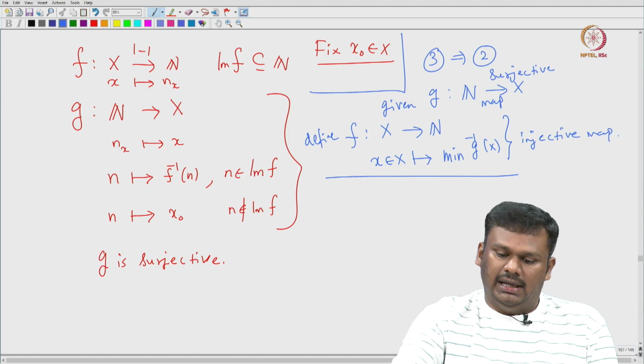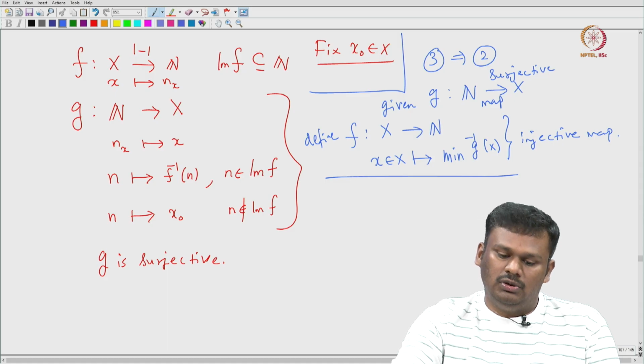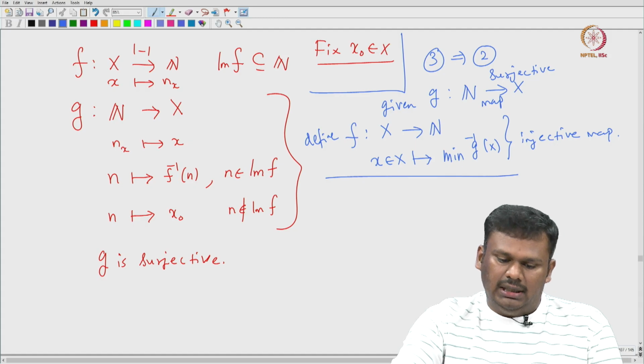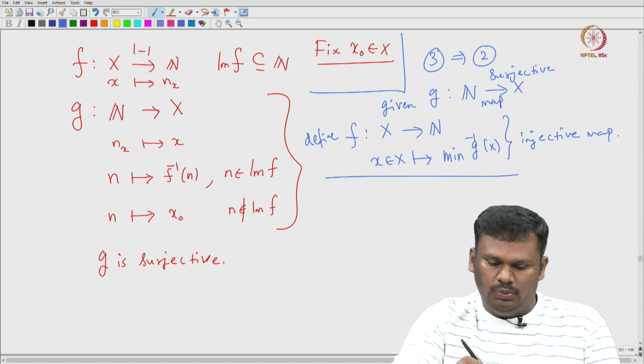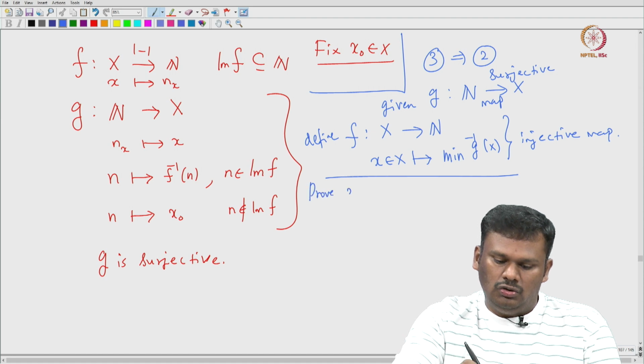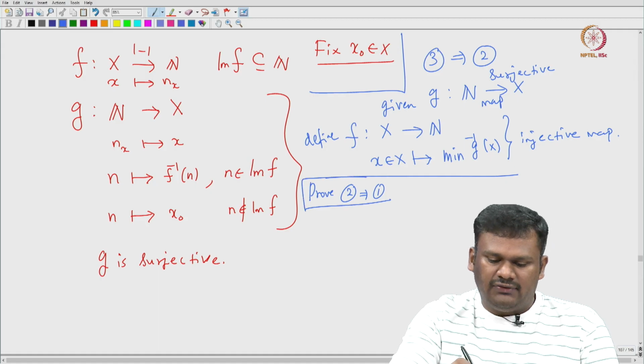So, that tells that given a surjective map you are always able to get an injective map from x to n, and now it is an easy exercise to prove that 2 implies 1. I will leave it to you. So, prove 2 implies 1. Okay.